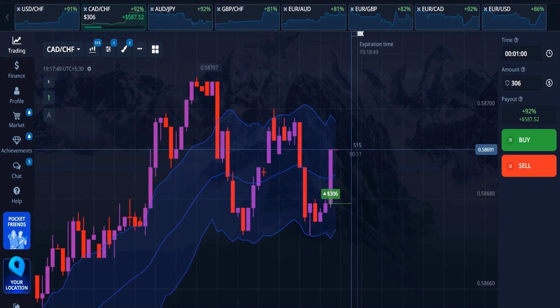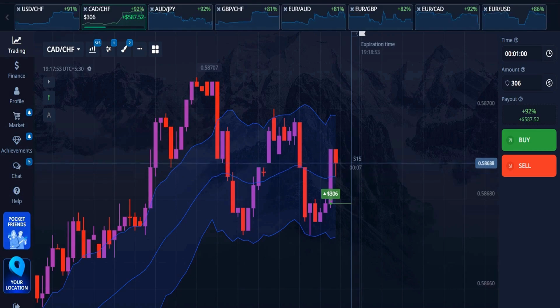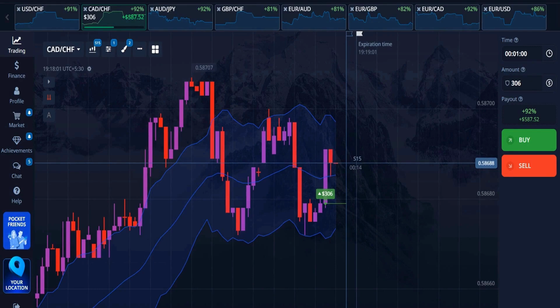Candle time frame, 15 seconds. Trade expiry, 1 minute. That's it. Simple, clean, and powerful. No guessing. Just follow the setup and wait for the right signal.